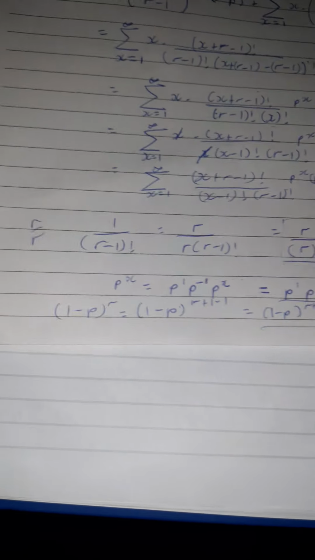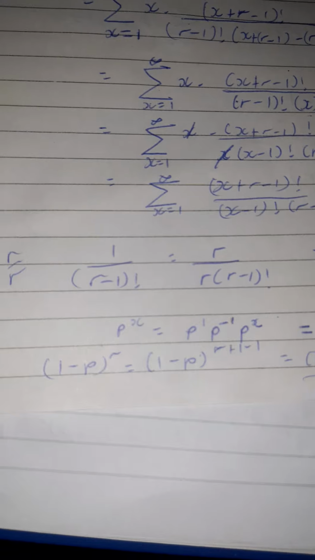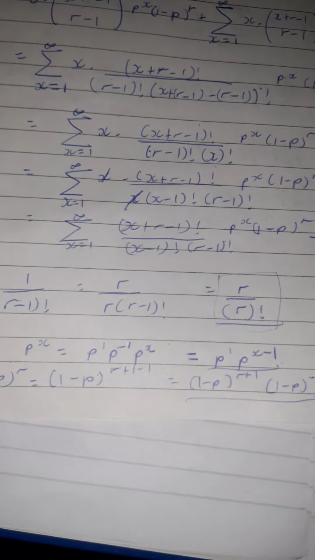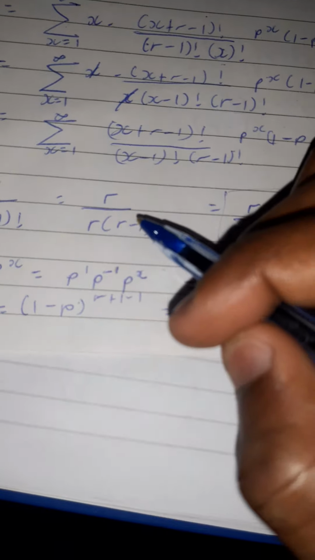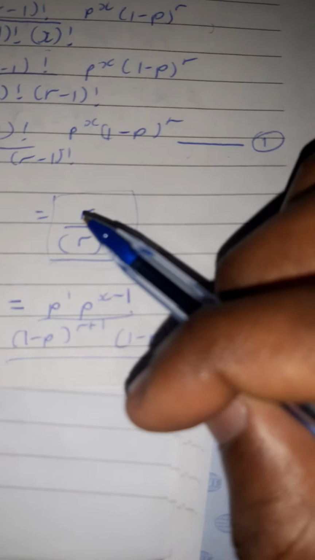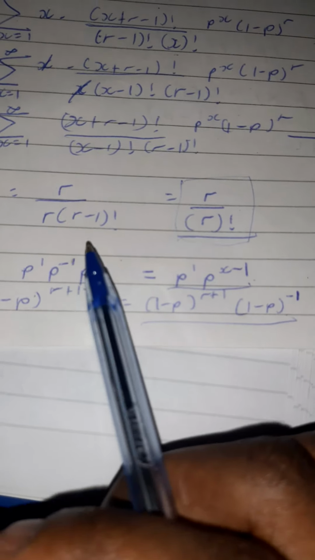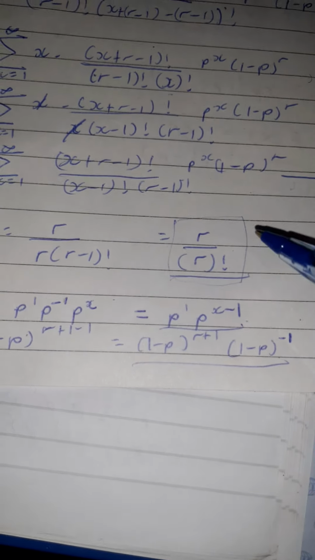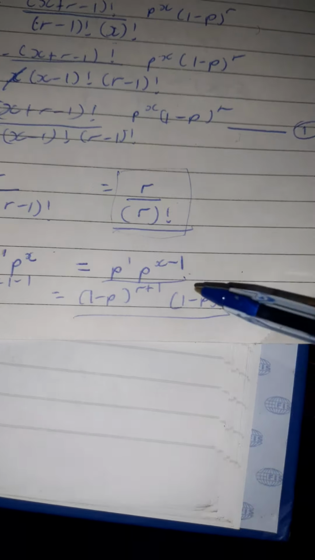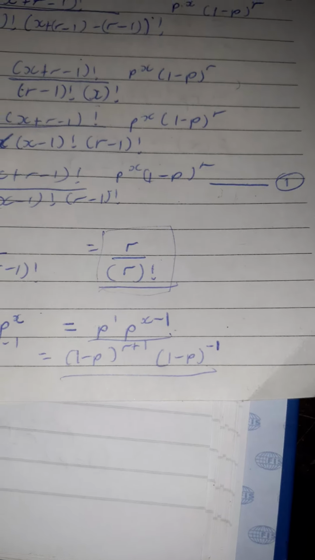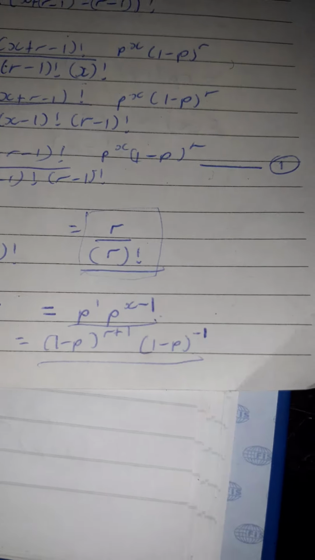Now from equation 1, we see that 1 over (r minus 1) factorial is equal to r over r times (r minus 1) factorial, which is the same as r over r factorial. And also we see p to the power x can be expanded, and you get p to the power 1 and p to the power x minus 1. And also you can expand (1 minus p) to the power r, which gives (1 minus p) to the power r plus 1 minus 1. And you pull out the 1's, then it gives you this expression after.